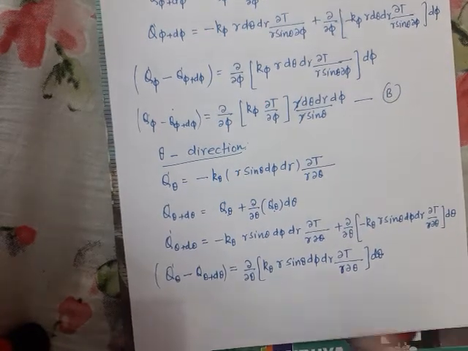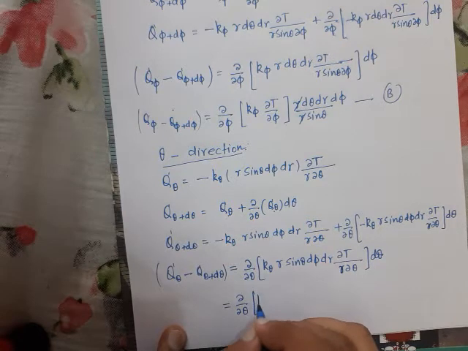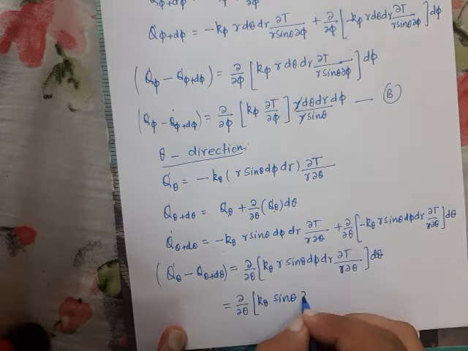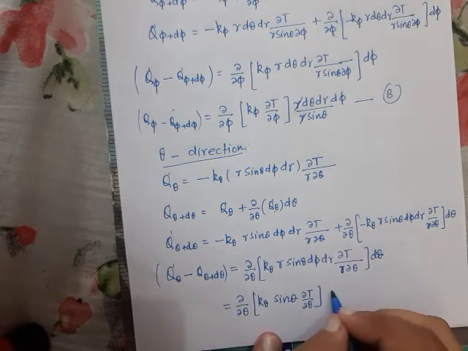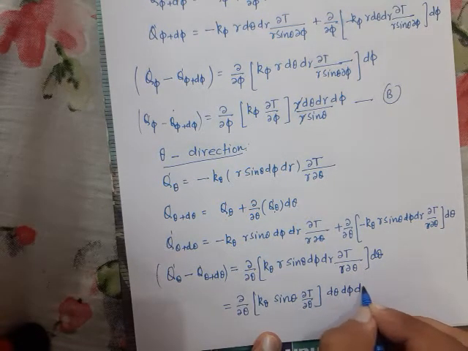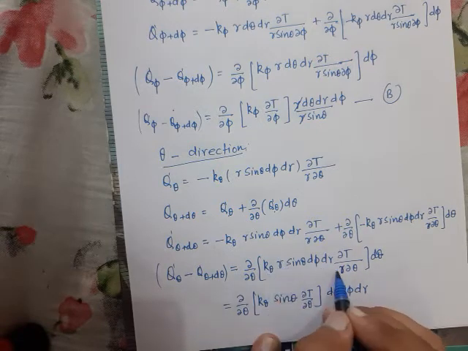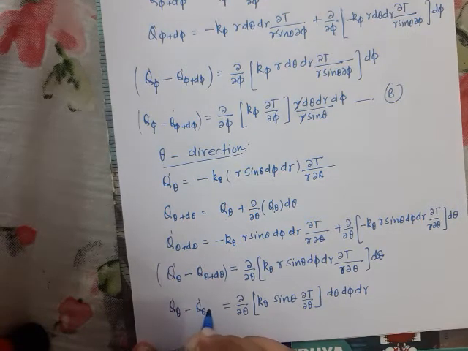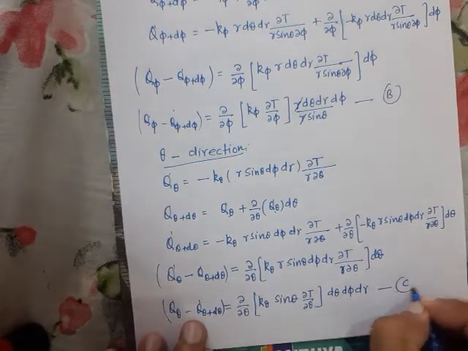Now something can be taken out of the derivative. Please note, this is del upon del theta, so the functions of theta would remain inside: k theta, sin theta, and also del t upon del theta will remain inside. This r and this r get cancelled out. What would be outside? D theta, d phi and dr. D theta is already out. D phi and dr can be taken out. R has been cancelled out. So the equation will be this, q theta minus q theta plus d theta. This is equation number C.